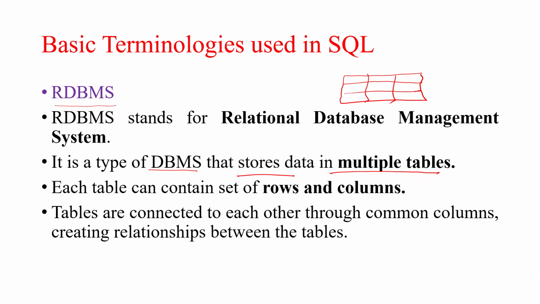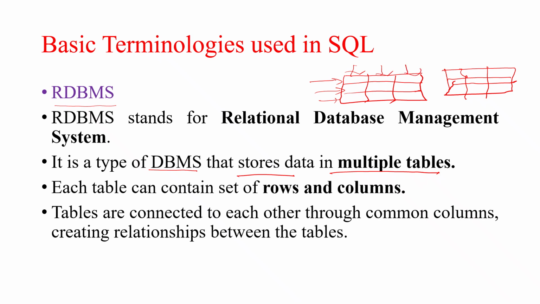So here this is table 1, and suppose you take one more table, it also has n number of rows and n number of columns. So each table can contain a set of rows, these are the rows, and it also contains a set of columns. These are the columns.